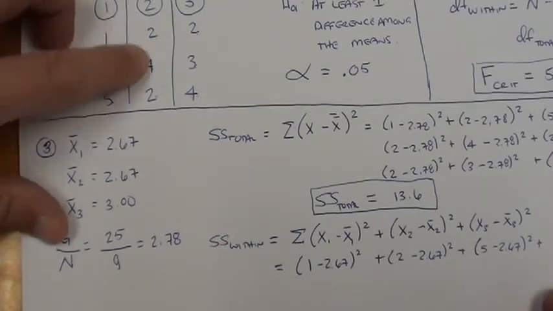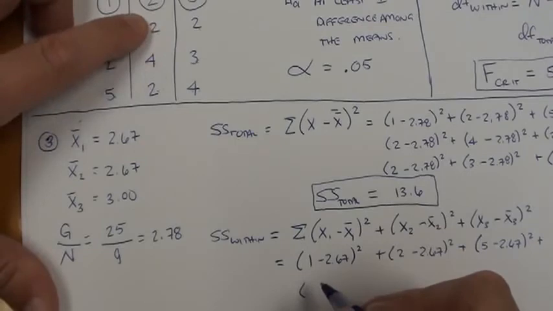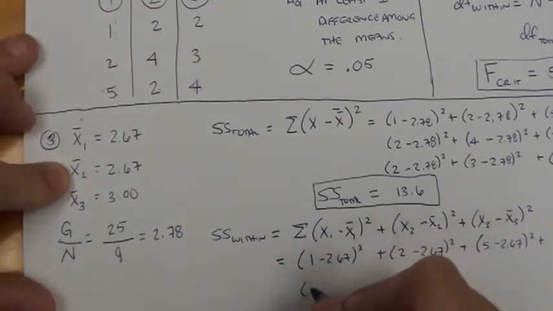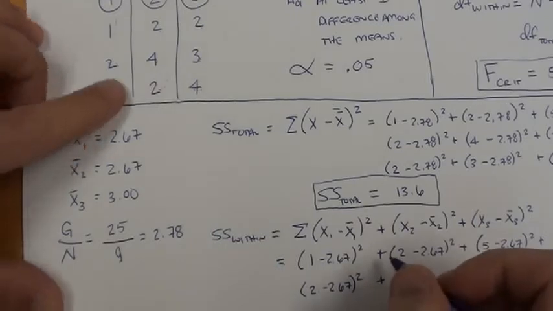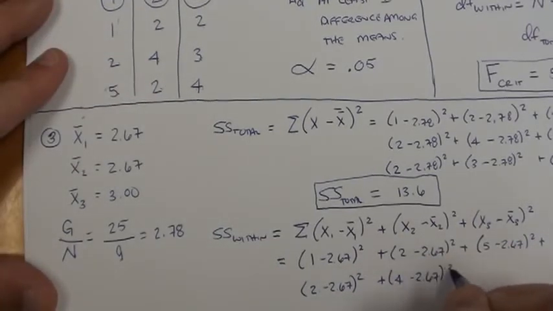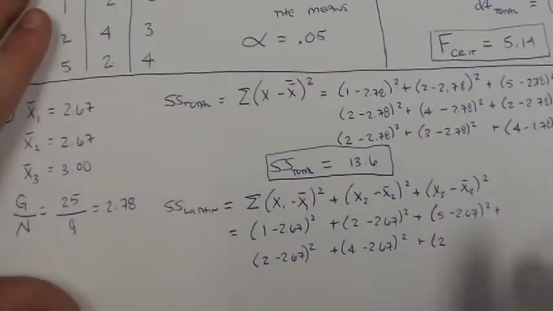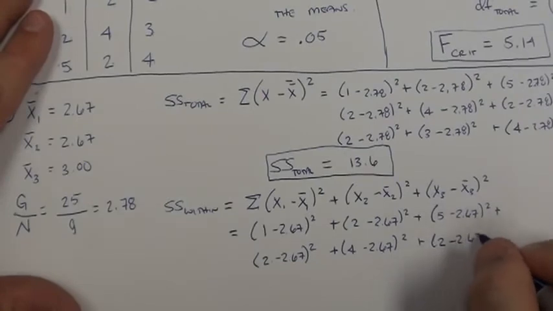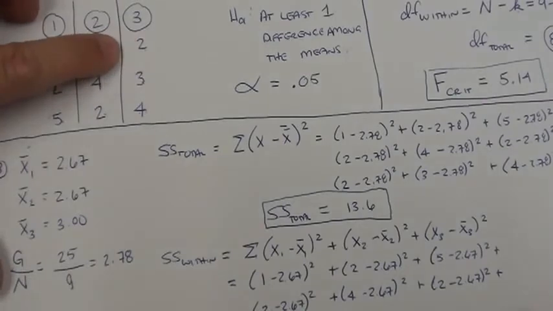And then you do the same thing for condition 2. So 2 minus 2.67, which is the mean for condition 2, squared, plus 4 minus 2.67 squared, plus 2 minus 2.67 squared. And then we do the same for the third condition.